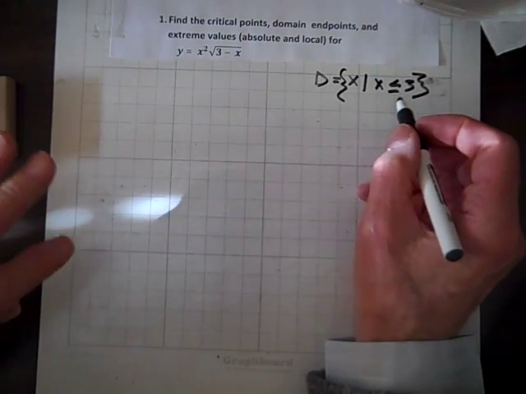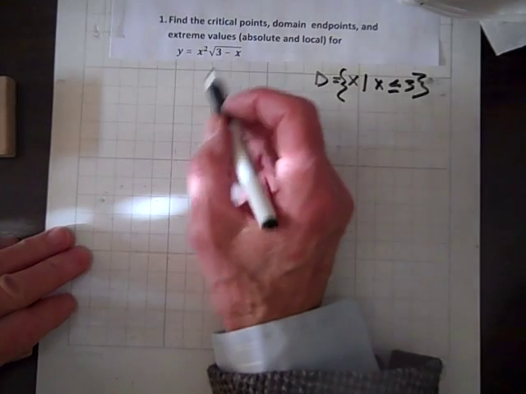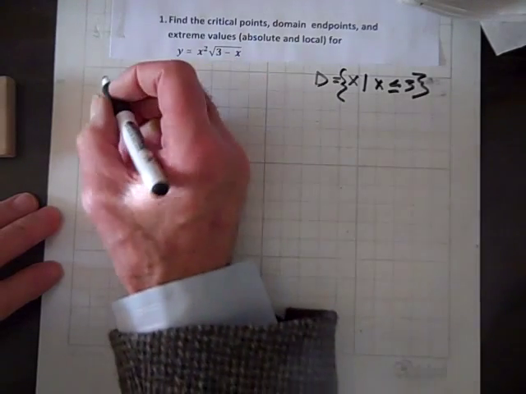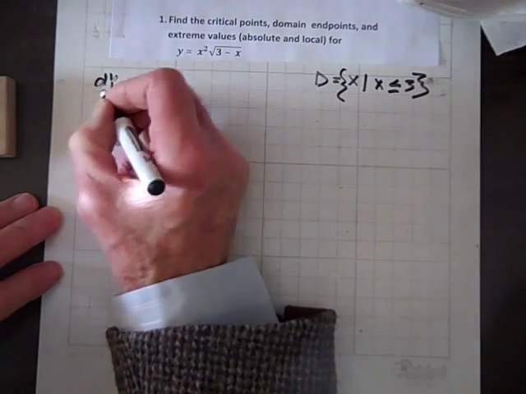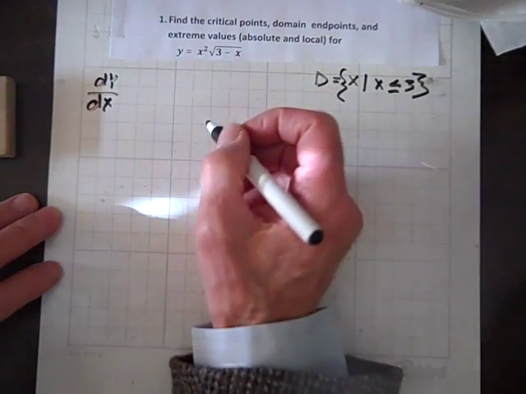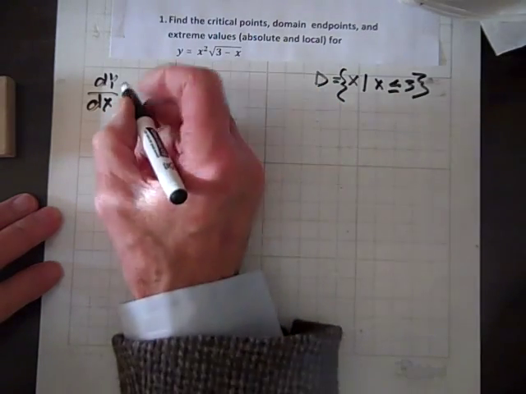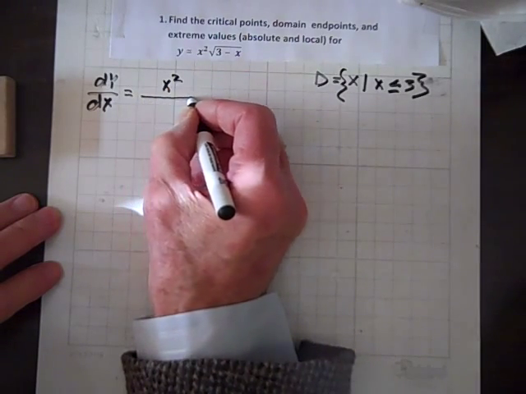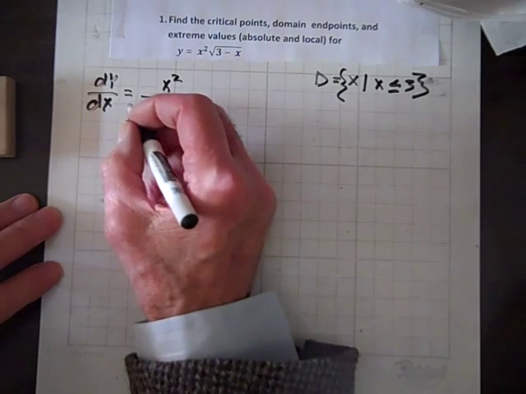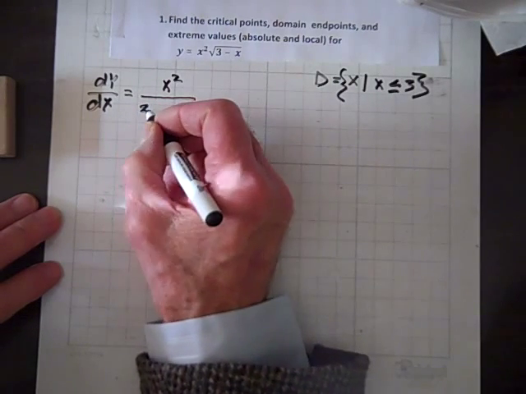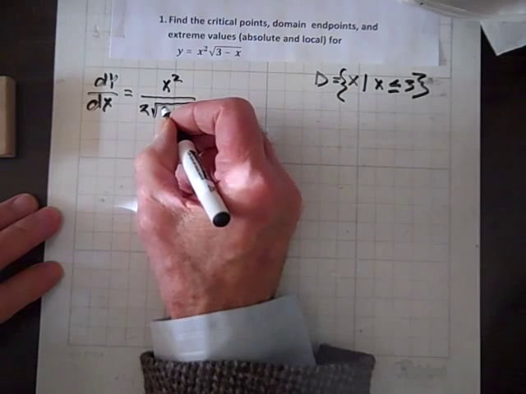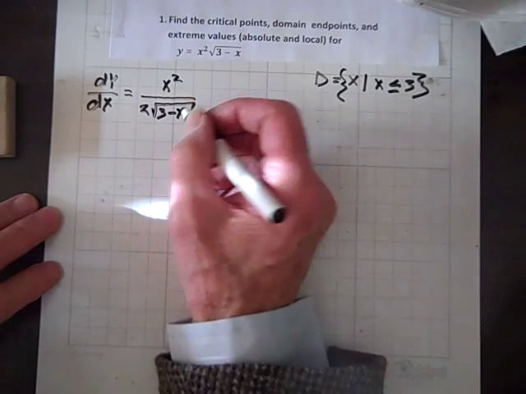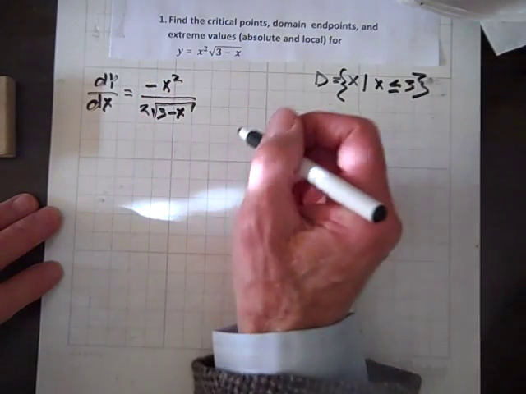If x was anything greater than 3, then we'd be trying to take the square root of a negative number, which is impossible. Now, let's find dy/dx, and we'll use the product rule. So holding x squared constant and taking the derivative of root of 3 minus x, we have 2 times the square root of 3 minus x in the denominator. Then by the chain rule, the derivative of 3 minus x is minus 1.